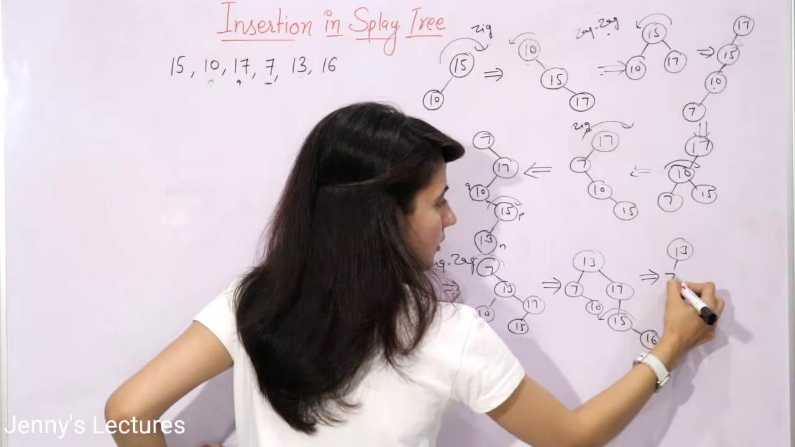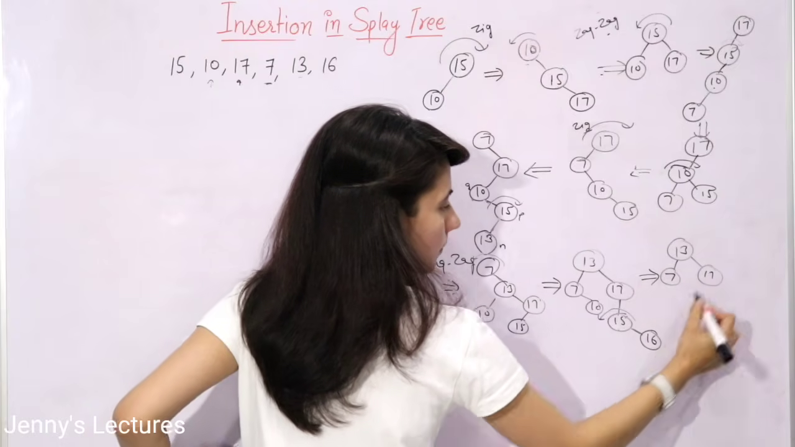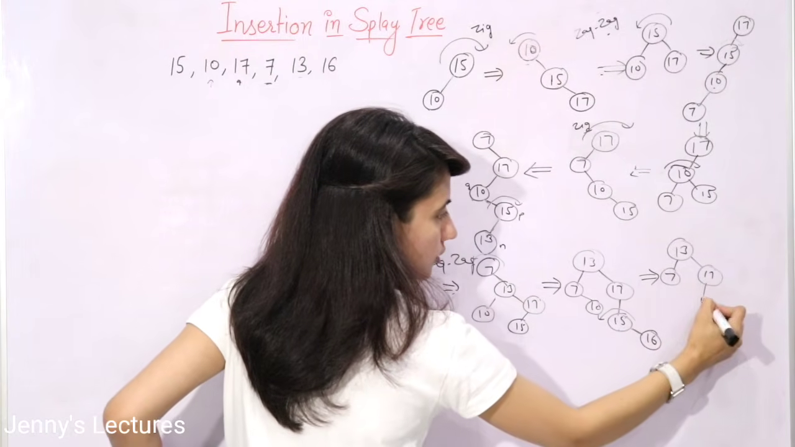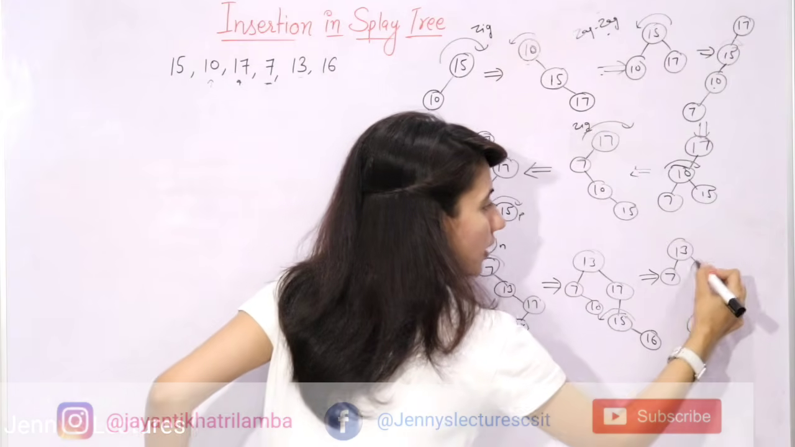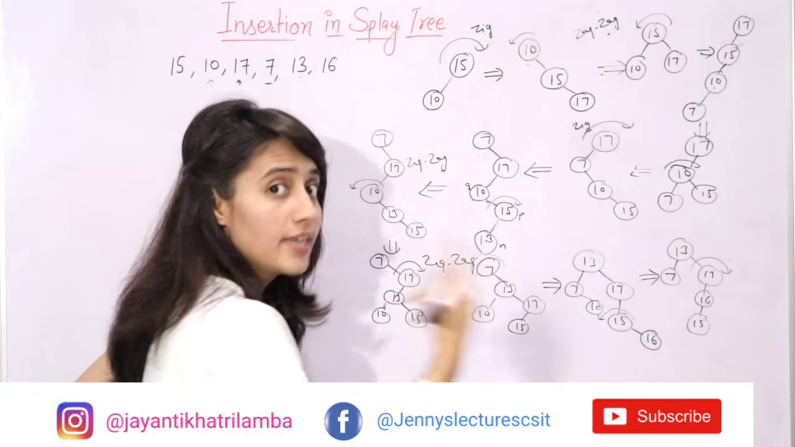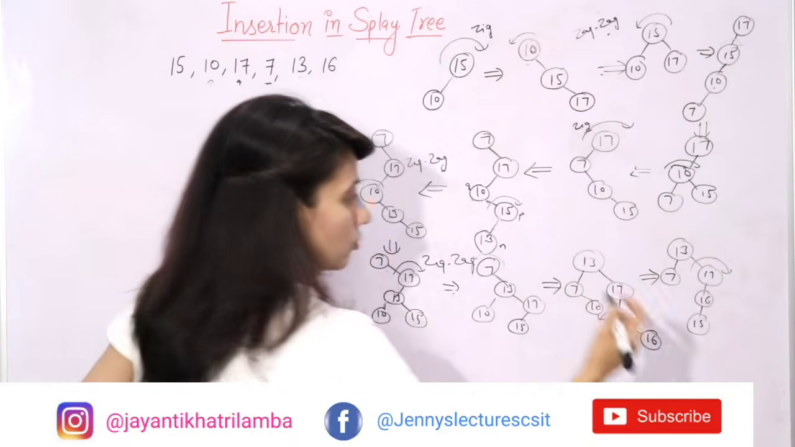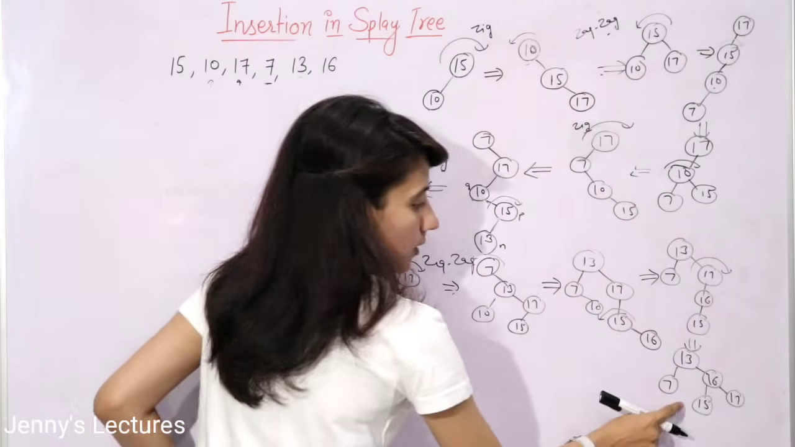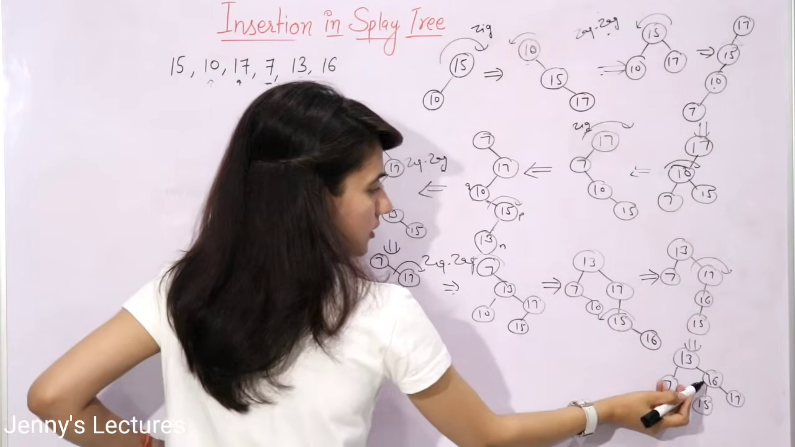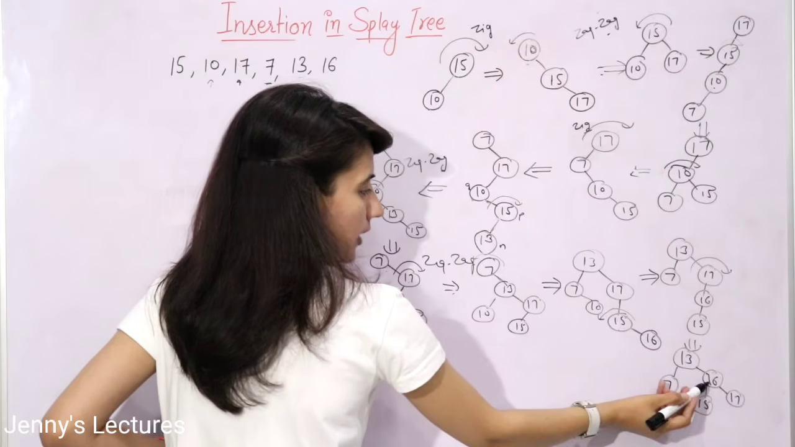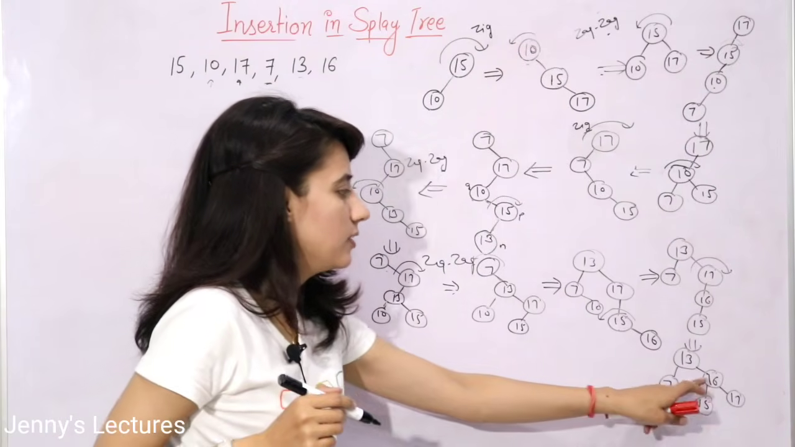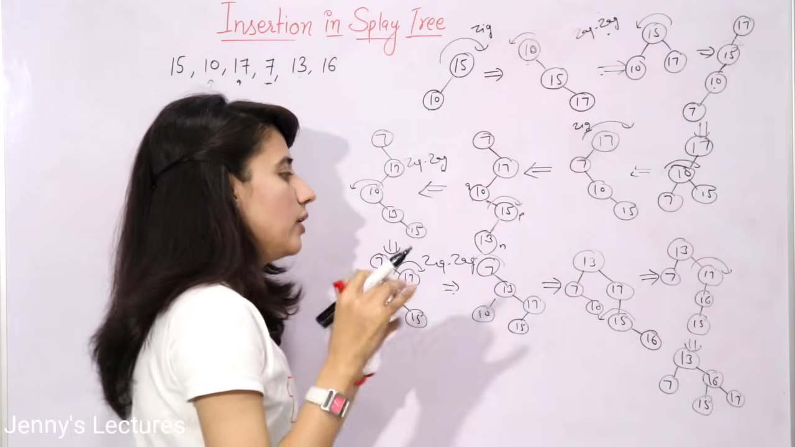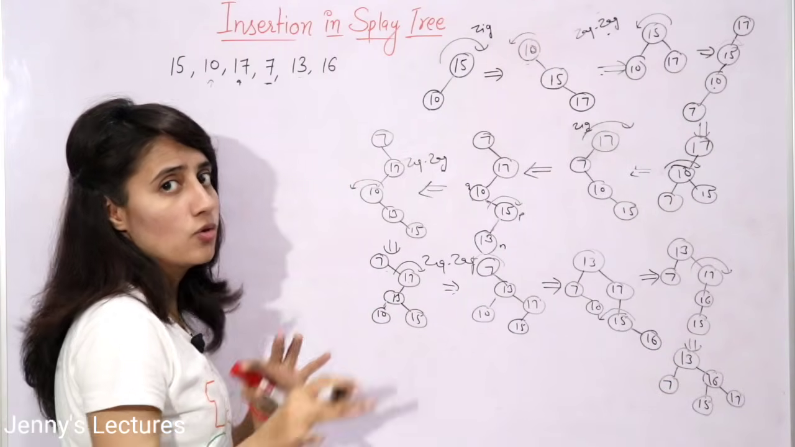So now the tree would be something like this. Left rotation on the parent, so 16 would go upward, and here we got 15. Now we do a right rotation on 17, on the grandparent. So now the tree would be something like this. But we are not done yet, because 16 is still not the root node. We have to make it the root node. Now check, 16 has only a parent, not a grandparent, because 16's parent is the root node. Now this is the situation of only a zig rotation.